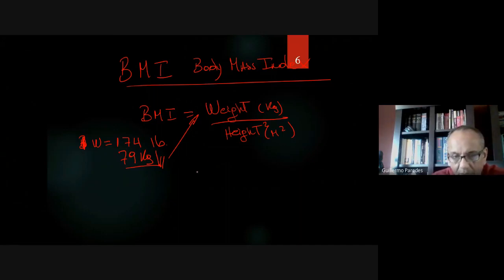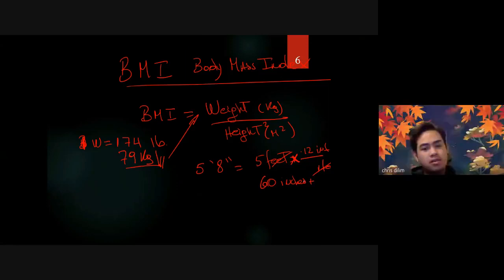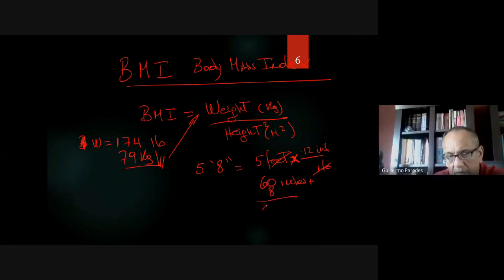I'm 5'9", but not really nine, 5'8". So that means 5 feet, and I need to change it to inches. One foot is 12 inches, so 5 feet is 60 inches. Plus 8, that is 68 inches.